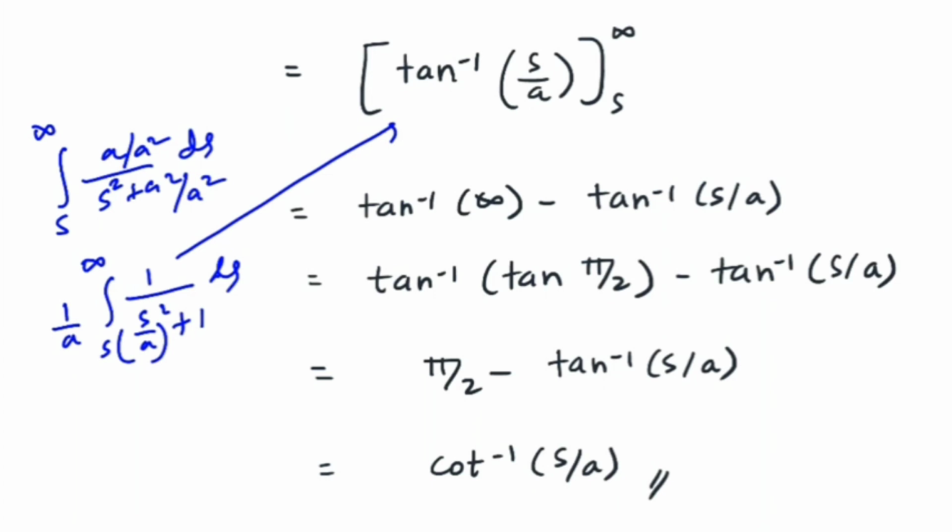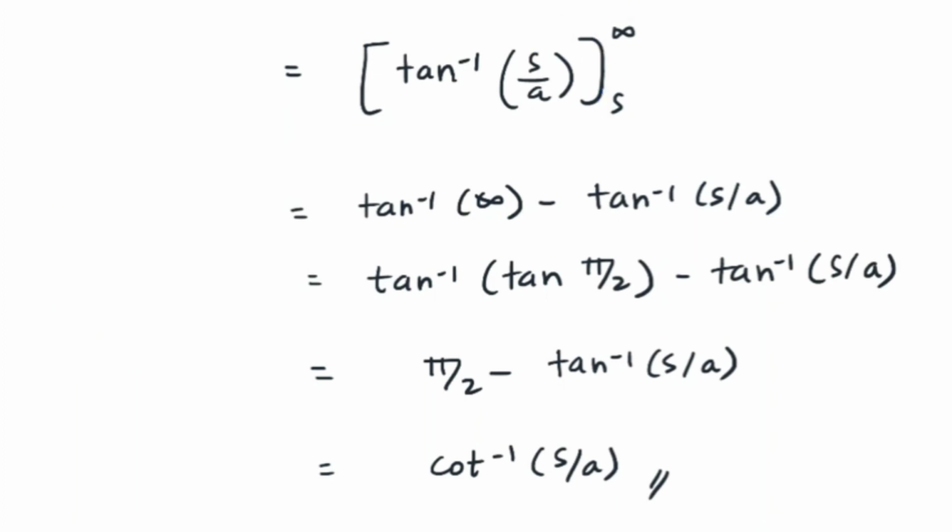So tan inverse of s over a, upper limit is infinity, lower limit is s. So infinity you have to plug in first instead of s, so you will get the term tan inverse of infinity, then minus tan inverse of s over a. But this is not the final answer, you can simplify it further, because infinity can be written as tan of pi by 2, and tan inverse of tan theta is theta. So it would be pi by 2, and this is as it is.